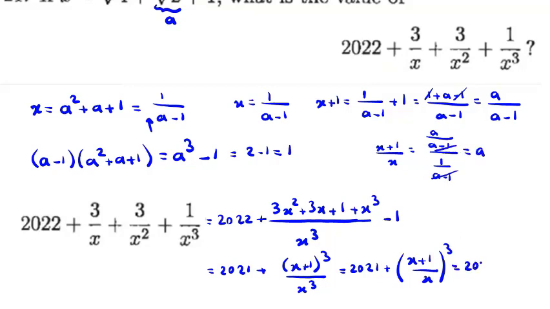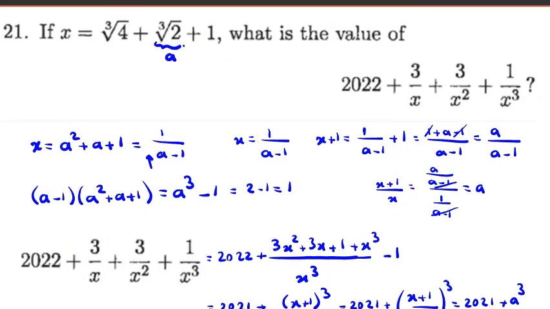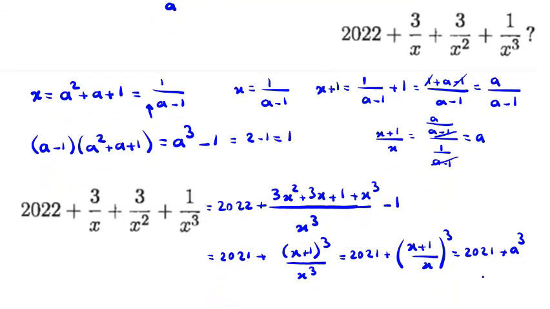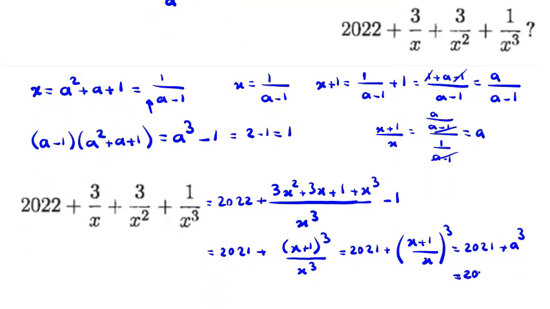So it will be 2021 plus a cubed. What was a? A was the cube root of 2. So a cubed is 2. So it will be 2021 plus 2, which is equal to 2023. Changing variable is one of the most useful ways.